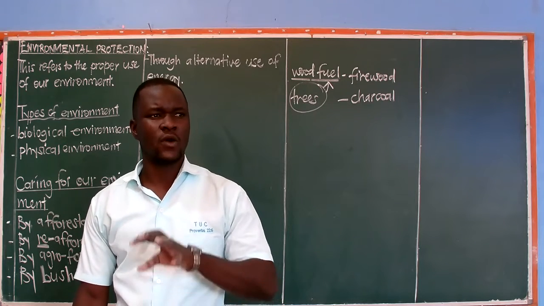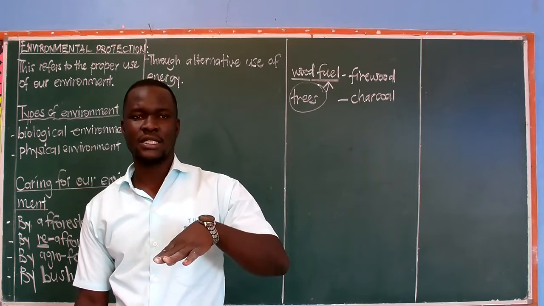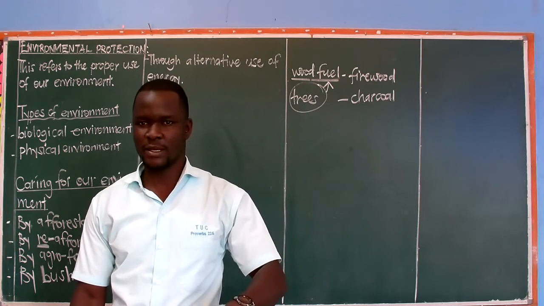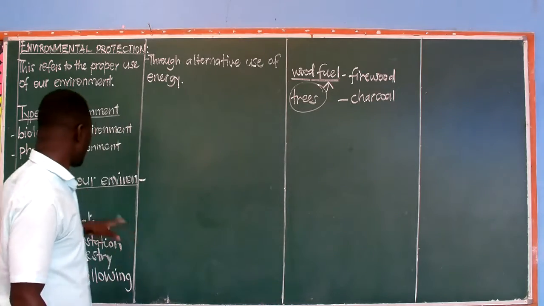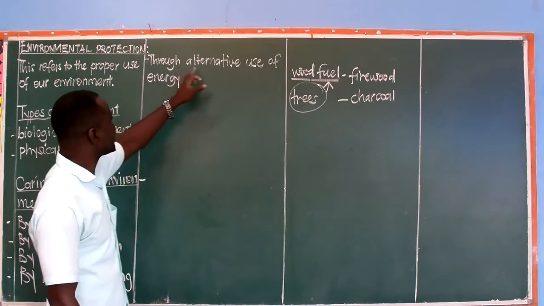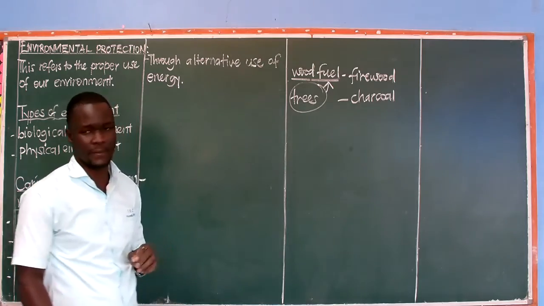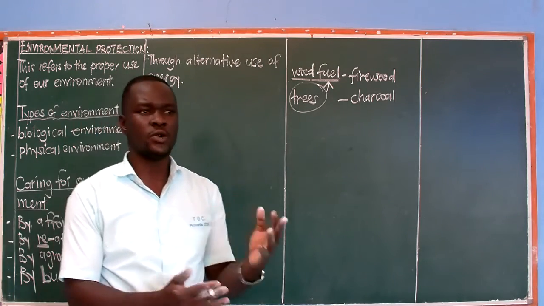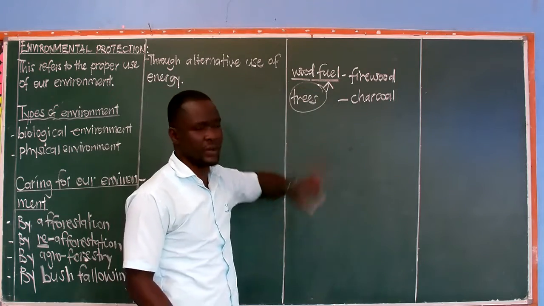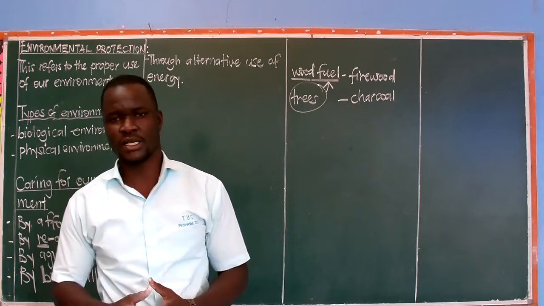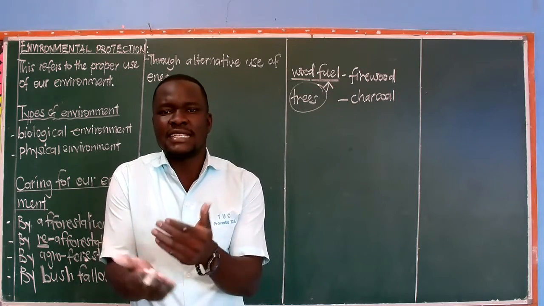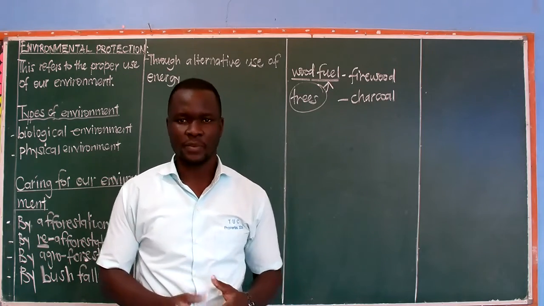So when trees are cut to get wood fuel, this will affect the environment. But we are saying how we protect the environment is by having alternative use of energy. What do we mean? Having other sources to be used apart from wood fuel. Now the question bounces to us. Which are these other sources? Which are these alternative energy sources?